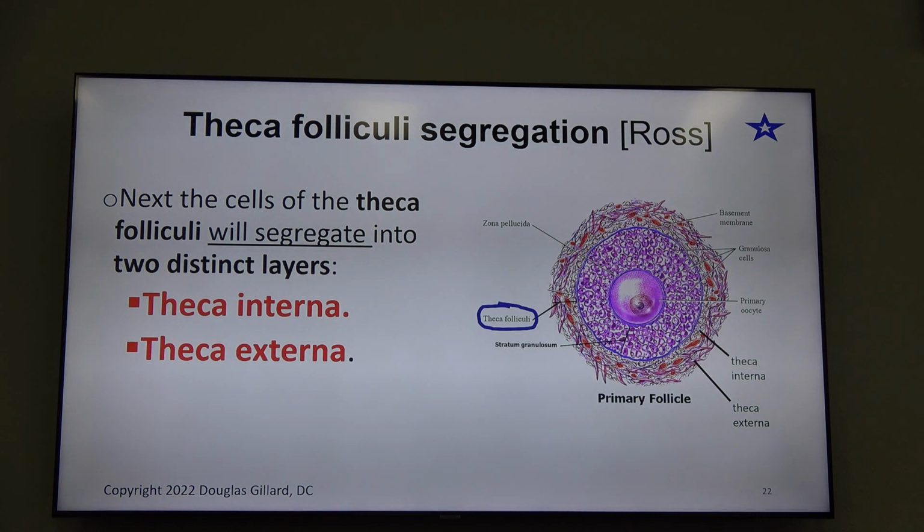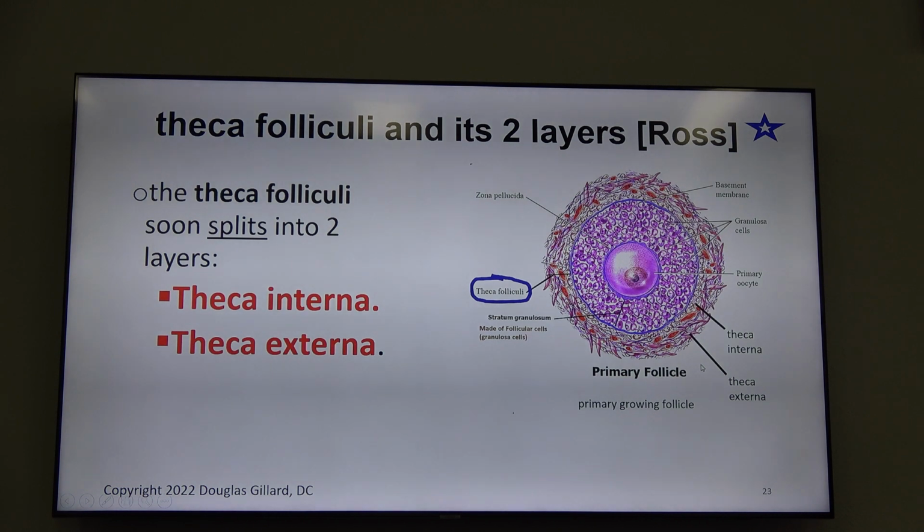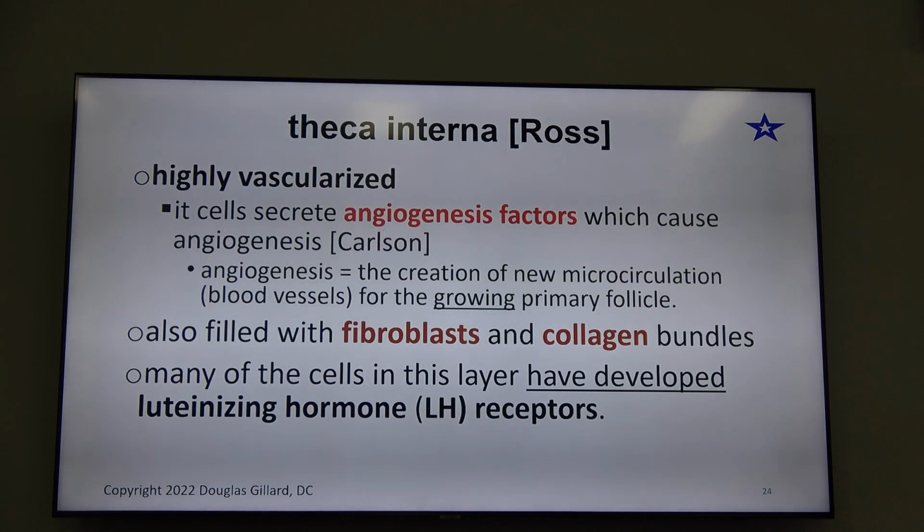So the cells differentiate. Different hormones and different growth factors are expressed in the cells of each, and it makes them unique, but it's very important for the process of ovulation, as we'll see here in a little bit. So yep, theca interna, theca externa. All right, let's look at the theca interna, means inside.